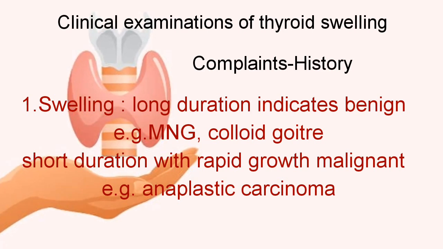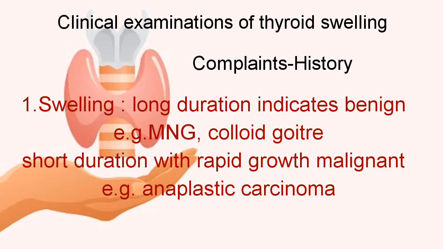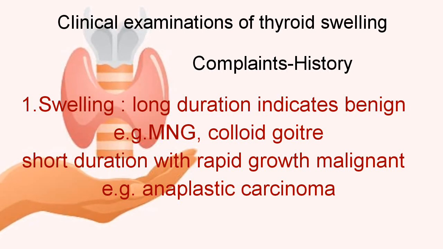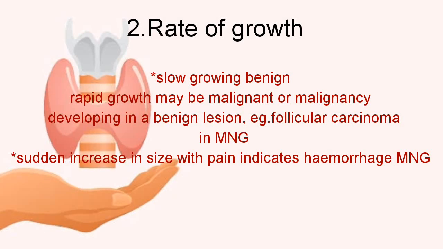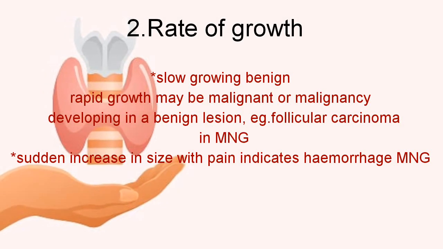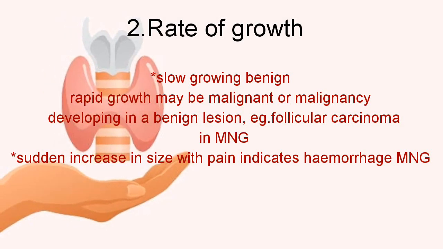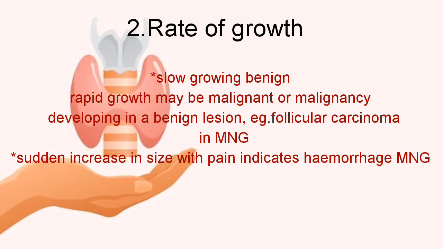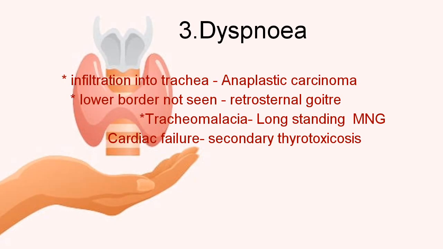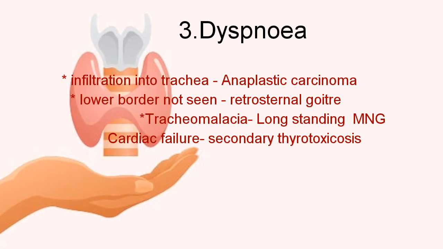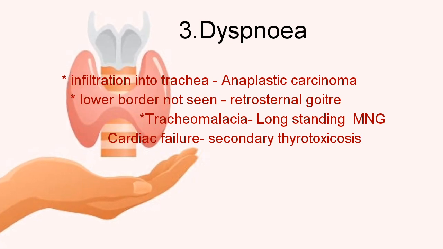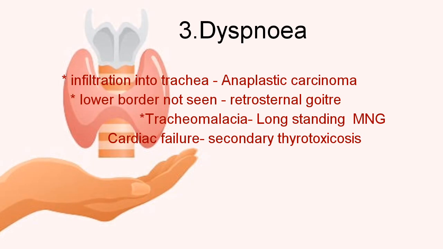Now let's study the clinical examination of thyroid swelling. If it's of long duration, it is benign. If it is of short duration, it is malignant. Rate of growth. Slow growing may be benign. Rapid growth may be malignant or malignancy developing in a benign lesion. Now what is dyspnea? It is shortness of breath due to infiltration into the trachea, lower border not seen, tracheomalacia and cardiac failure.